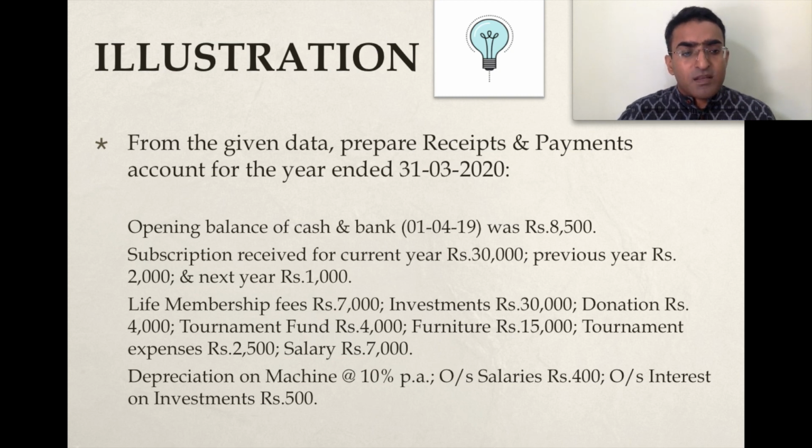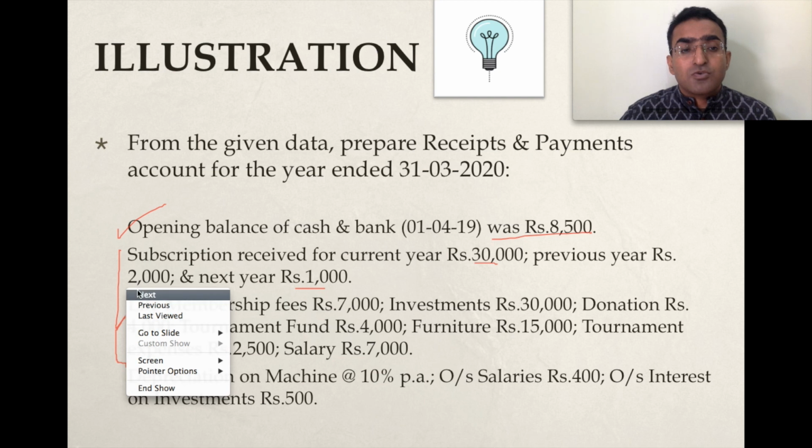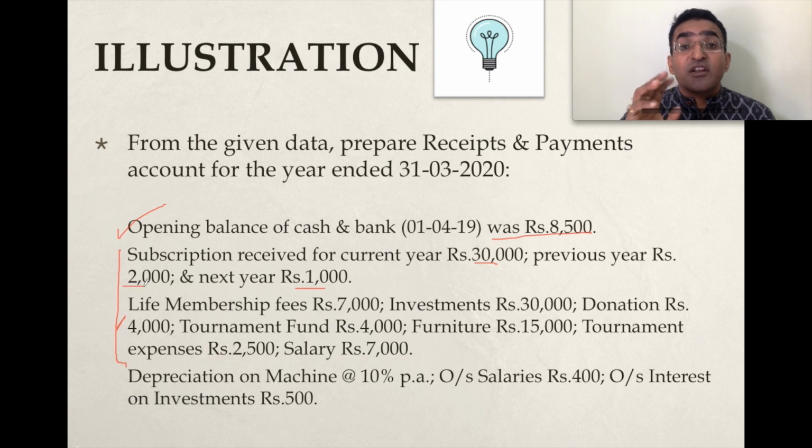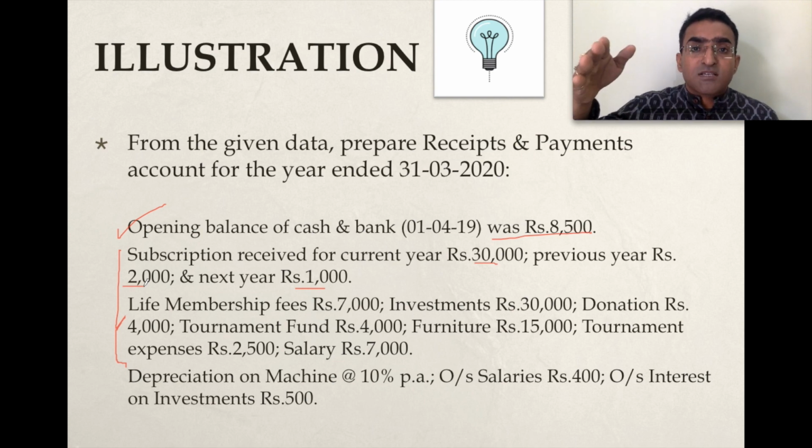What is being given in the question to us? We have the opening balance, not the closing balance, cash in bank. And then these are the receipts and payments. Subscription is received for the current year 30,000, previous year 2,000, next year 1,000. That means we receive in total how much? 30 plus 1 plus 2. That makes it 33,000. Current year 30, previous year 2, next year advance 1.